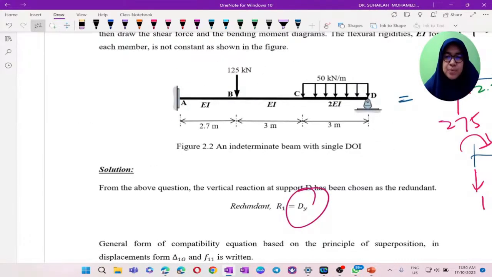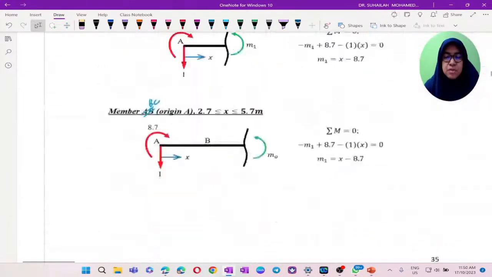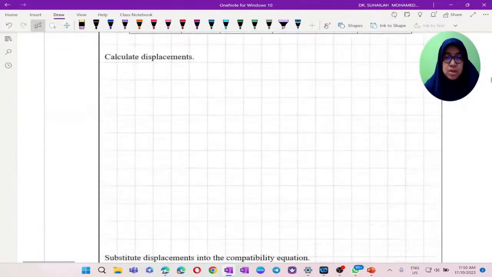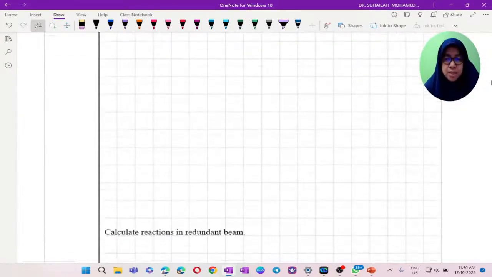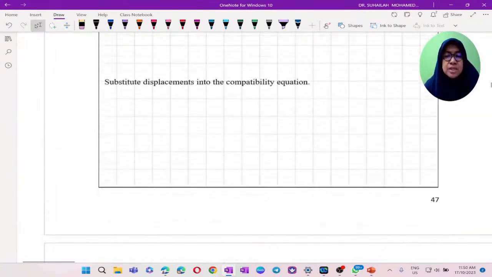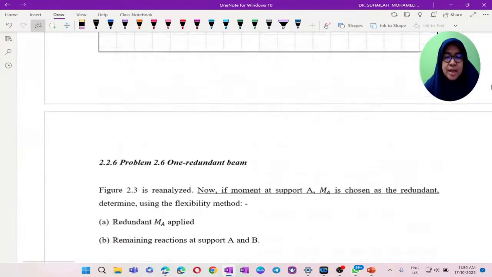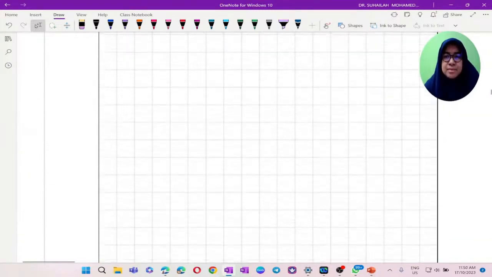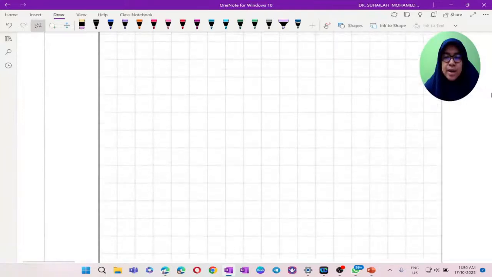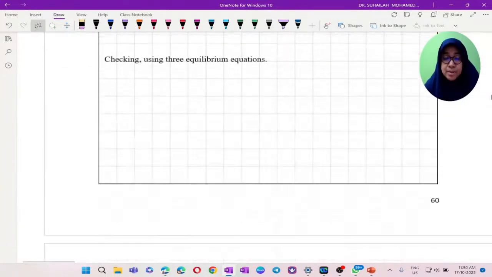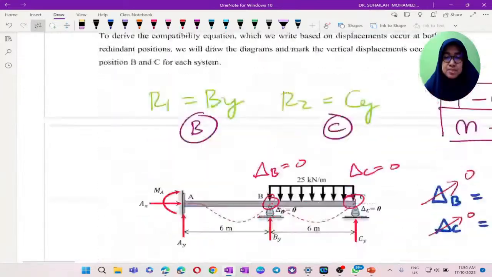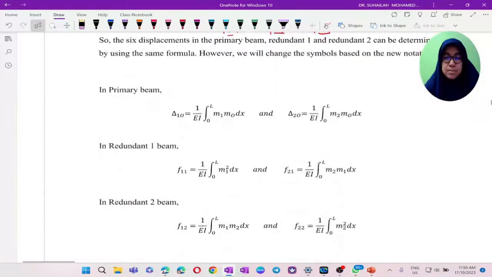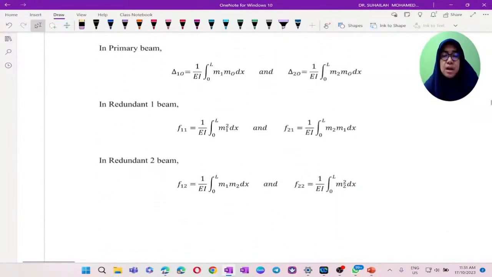So for the formula, we just need to refer to whatever notation that we use. You don't need to remember the whole thing. You just need to understand, from the derivation, how we get the 0, 1, 2 label.